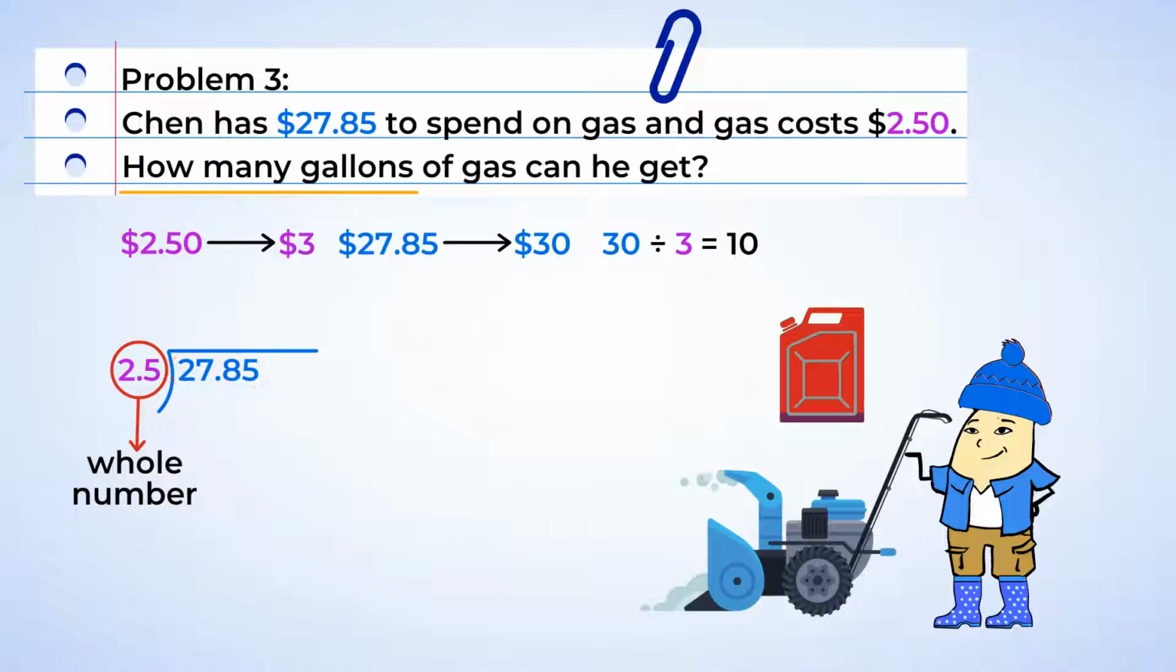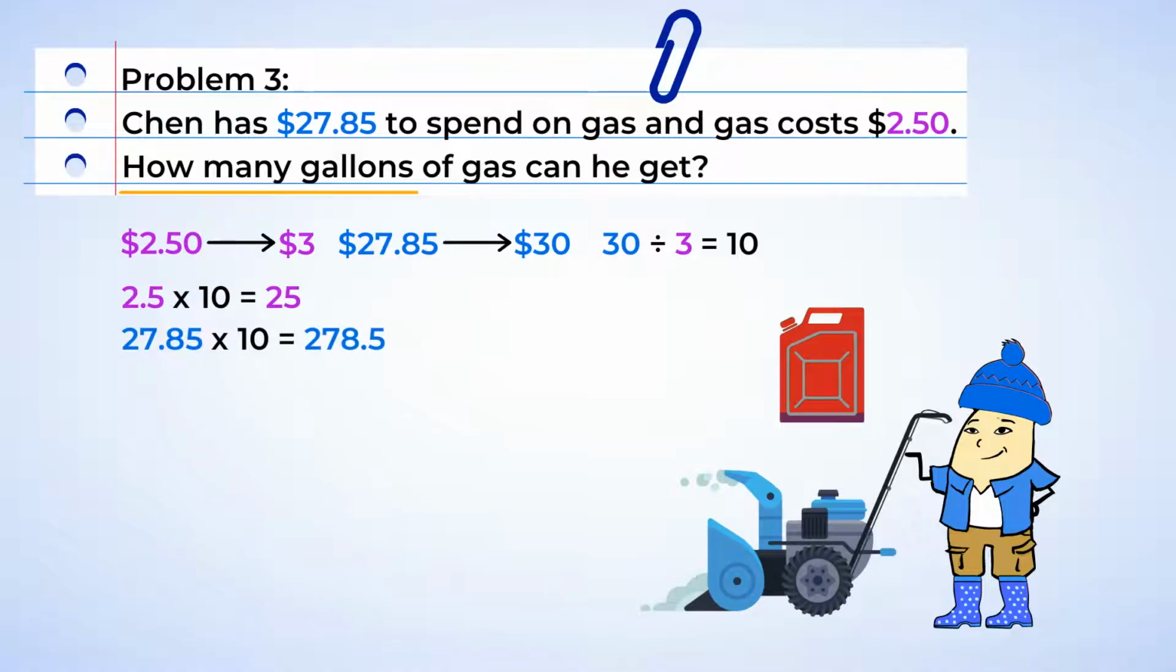If we just multiply the divisor, it'll totally mess up the ratio of the problem and we're going to get a wrong answer. So, back to our problem. It looks like we only need to multiply the divisor and the dividend by 10. And now we have 278.5 divided by 25. And now we can solve this.